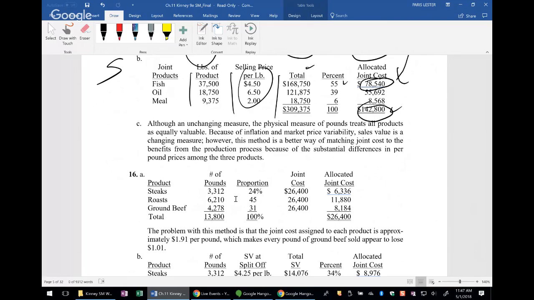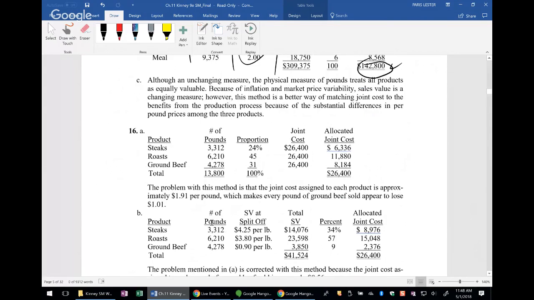All right, where did you get the 26,400? They gave it to you, didn't they? Beef for 20,000 that were converted into the following products at a cost of 6,400. So you got 26,400 into the steaks at that point.